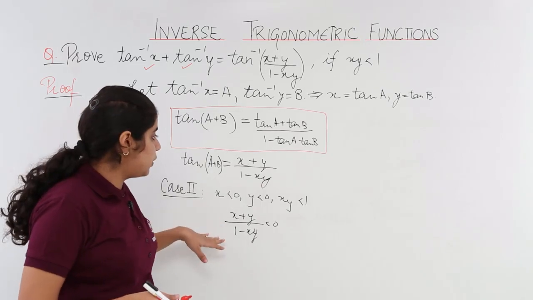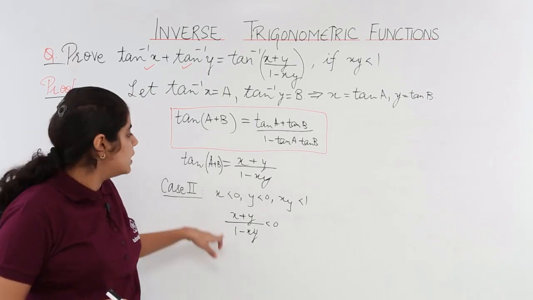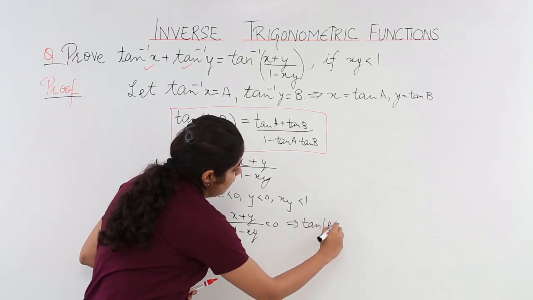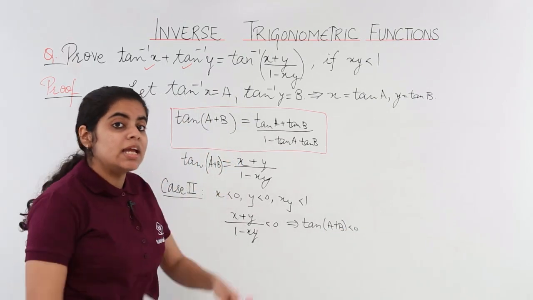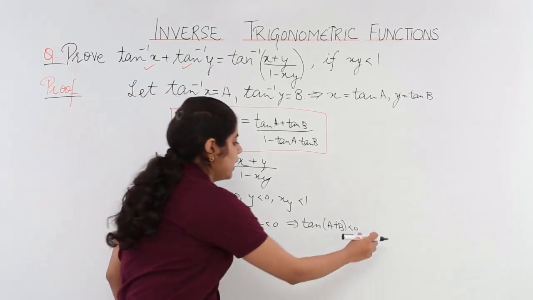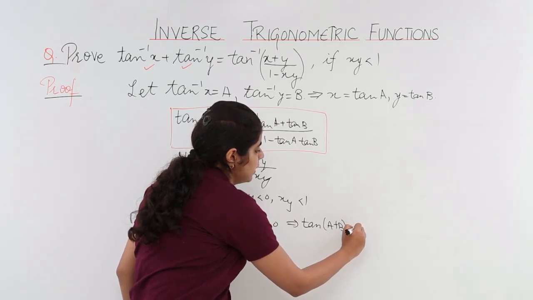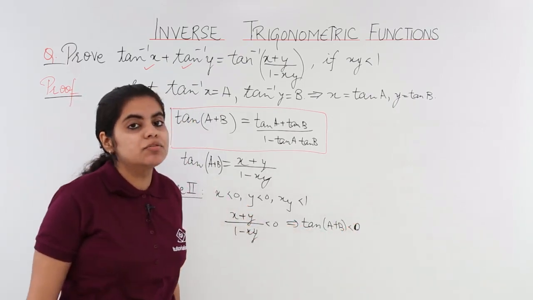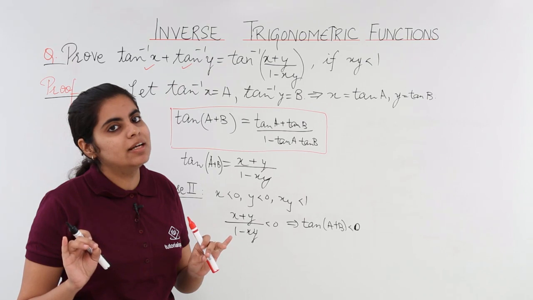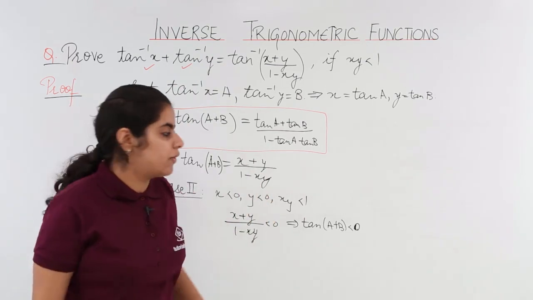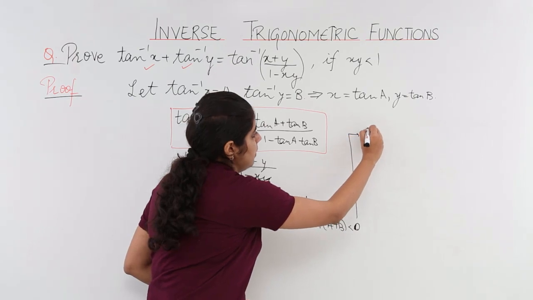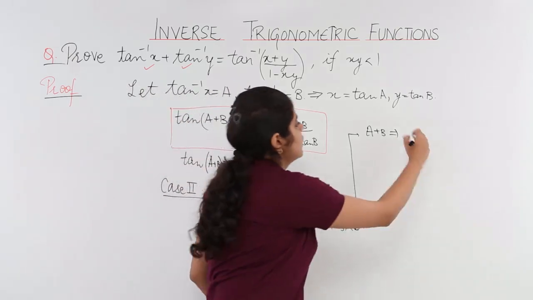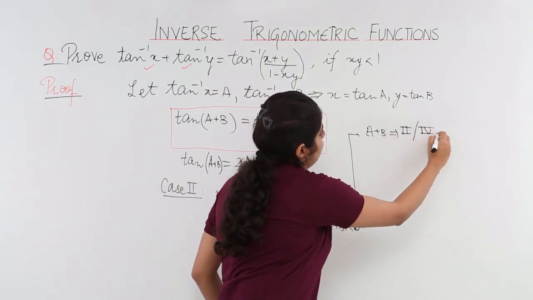Now, if x plus y upon 1 minus xy is less than 0, that means tan(a plus b) is less than 0. So, I write tan(a plus b) less than 0. If tan(a plus b) is less than 0, let us make a big 0. Tan of something is negative, that means what? The angle is either in the second or the fourth quadrant. So, I have my a plus b angle in either the second or fourth quadrant.